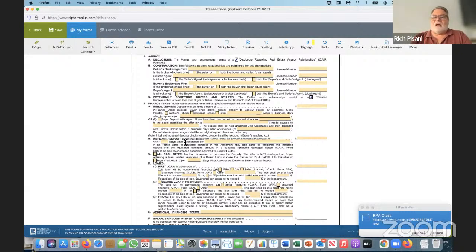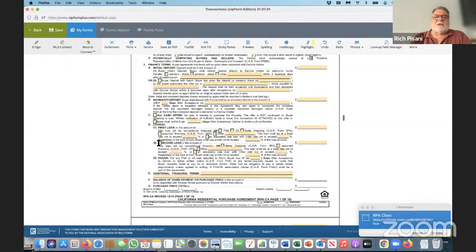3C is an all cash offer. If it is all cash, then you check right there that 3C, and it automatically checks that there is no loan contingency. So just so you know.